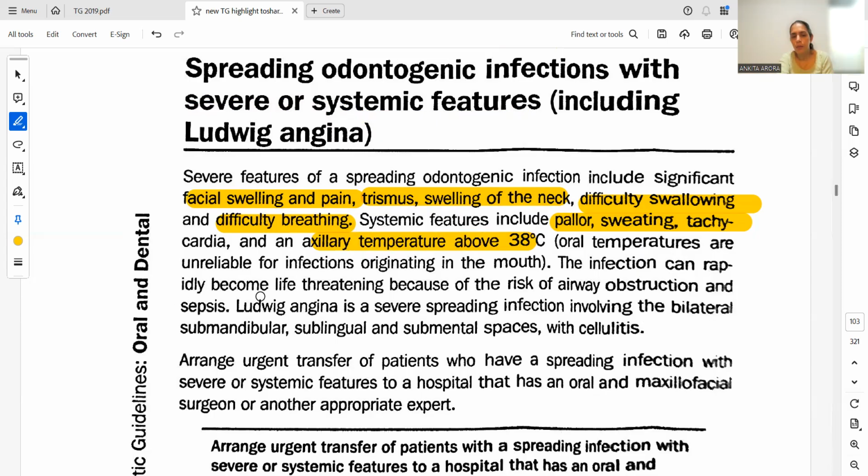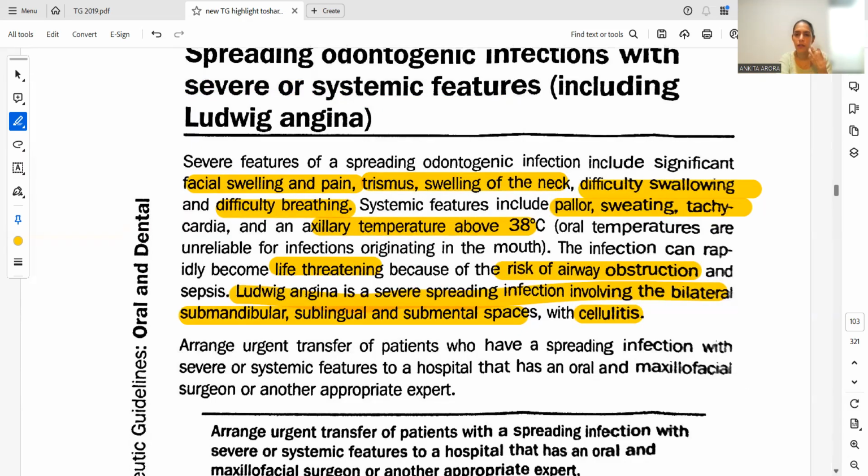Infection can rapidly become life-threatening because of the risk of airway obstruction. So very important, it's a life-threatening infection if it is spreading with systemic features. Ludwig's angina is a severe spreading infection involving bilateral submandibular, sublingual and submental spaces with cellulitis. Cellulitis means it's cutting through the facial fascia within and spreading.